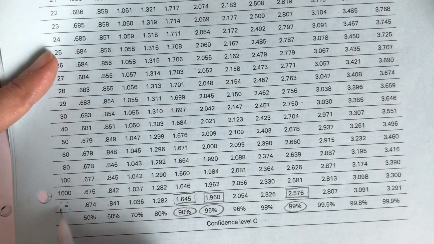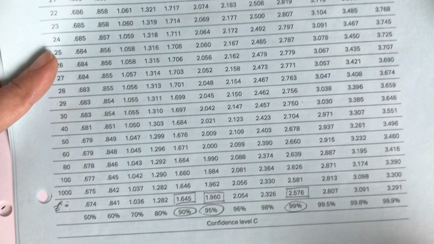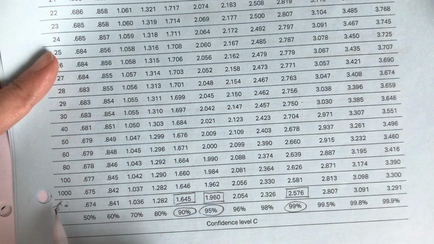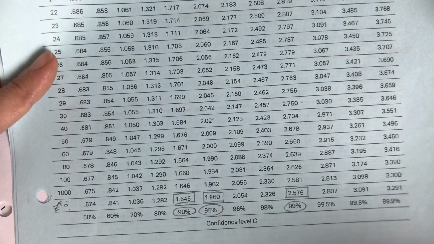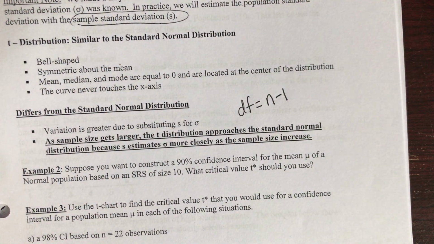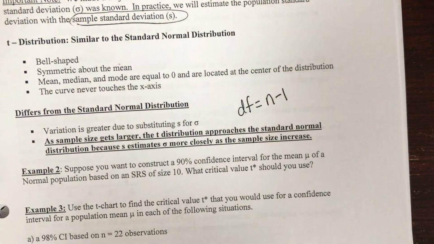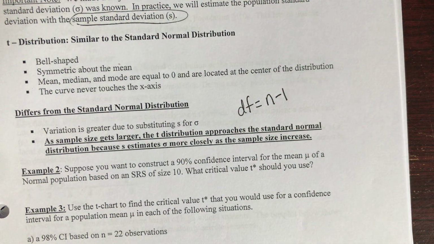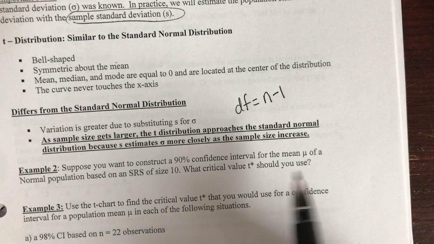So, this infinity sometimes are z-stars. Okay, and sometimes they'll put the z-star right here, that these are the values that you're going to work with. So, if we take a look here, let's just tackle finding your critical values. Okay, so for example 2, suppose that you want to construct a 90% confidence interval for the mean mu of a normal population based on a simple random sample of size 10. What value t-star should you use?